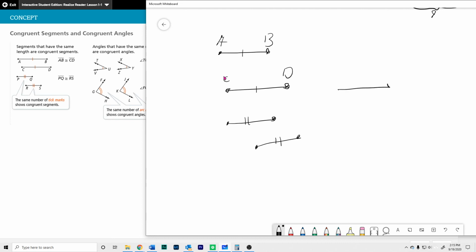So if I had a third set of segments, how would I show that these are congruent with each other, but not with these ones over here? 3 hash marks. That's it. The number of hash marks indicates whether they're related or not.